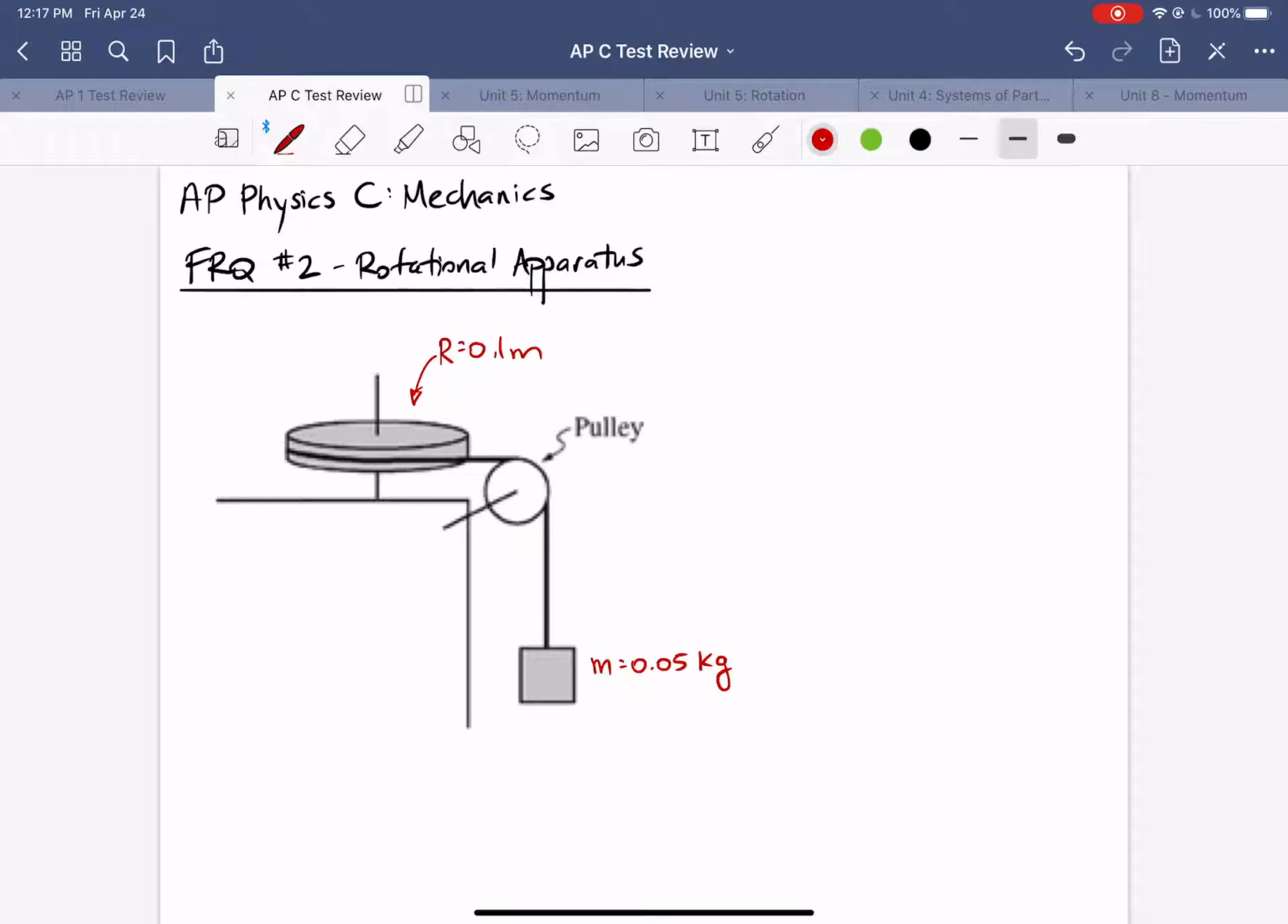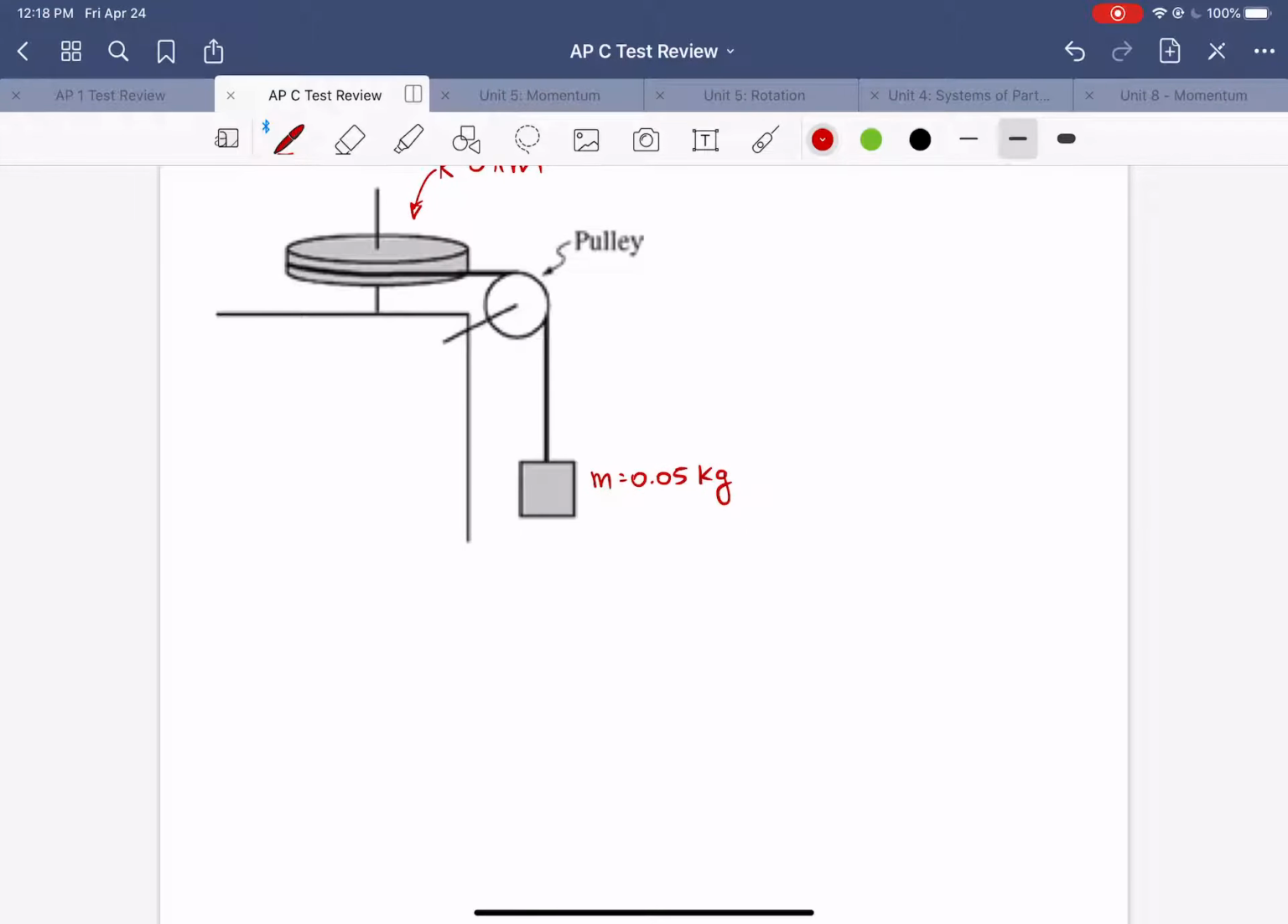And we're told that the radius of this disc is 0.1 meters, and also that the pulley is very small and lightweight and has no friction on it. Okay, so the first question we're asked here is to find the acceleration by looking at some sample experimental data.